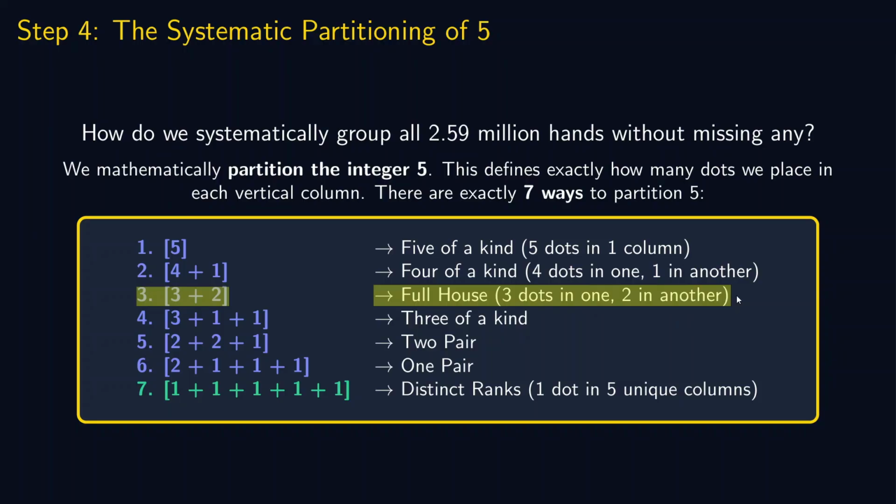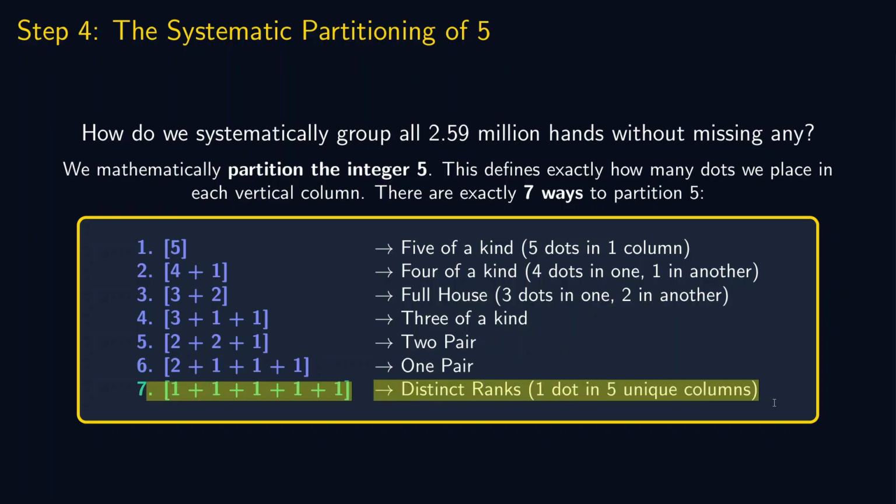The fourth is 3 plus 1 plus 1. 3 cards of one rank, and then 2 individual cards each from their own unique rank. This is 3 of a kind. The fifth is 2 plus 2 plus 1. 2 cards of one rank, 2 cards of another rank, and 1 card from a third distinct rank. This is 2 pair. The sixth is 2 plus 1 plus 1 plus 1. 2 cards sharing a rank, and then 3 more cards each from their own separate rank. This is 1 pair. And the seventh is 1 plus 1 plus 1 plus 1 plus 1, 5 ones, meaning all 5 cards come from 5 completely different ranks. This is the category that contains our high card hands, straights, flushes, and straight flushes.